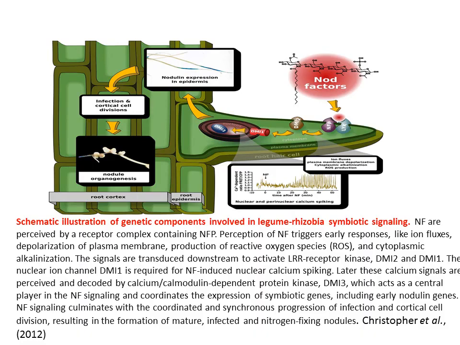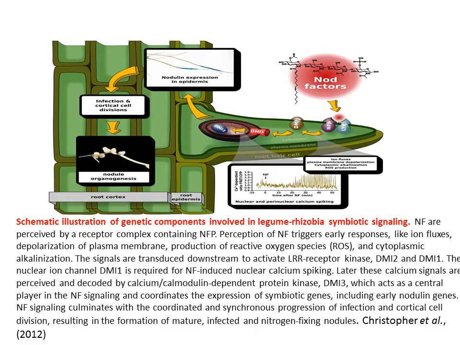Later, these calcium signals are perceived and decoded by calcium calmodulin dependent protein kinase and DMI3, which act as a central player in the nod factor signaling and coordinate the expression of symbiotic genes, including early nodulin genes. Later, nod factor signaling culminates with the coordination and synchronous progression of infection and cortical cell division, resulting in the formation of mature, infected and nitrogen fixing nodules.